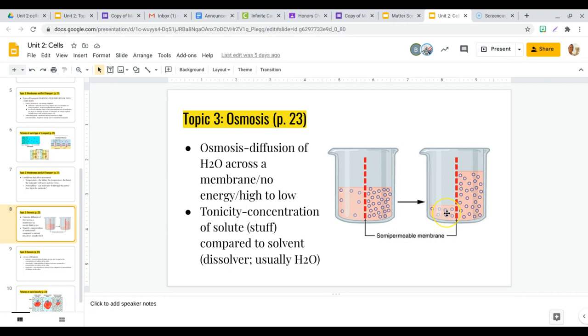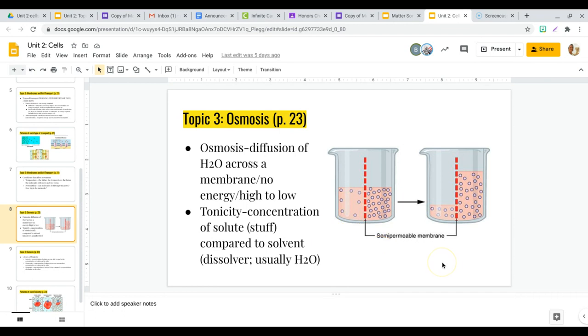Okay, do you see that? So now both sides are going to have an equal amount of the concentration of water, even though they don't have the same concentration of salt particles. Okay? Now, tonicity is the concentration of solute stuff. In this case, our solute would be the salt compared to the solvent, the dissolver, usually H2O. So the solvent is what does the dissolving. They both have the letter V in them. So in this scenario, you have the solute, which is the little purple spheres, right? The salt. And the solvent would be H2O.